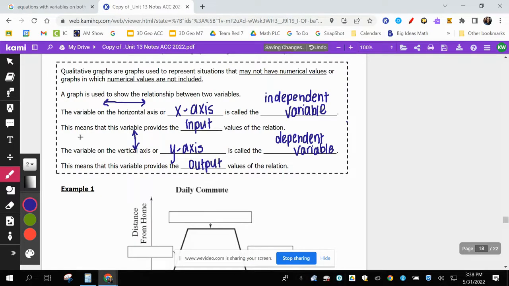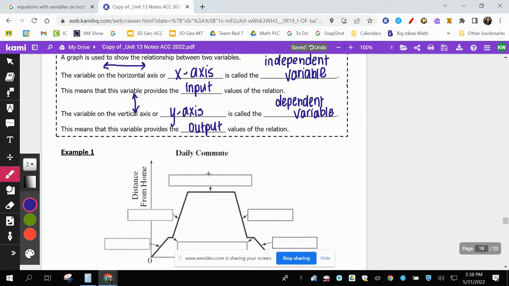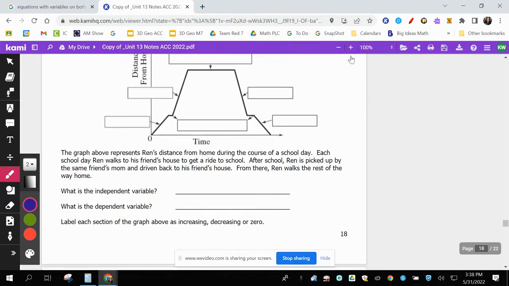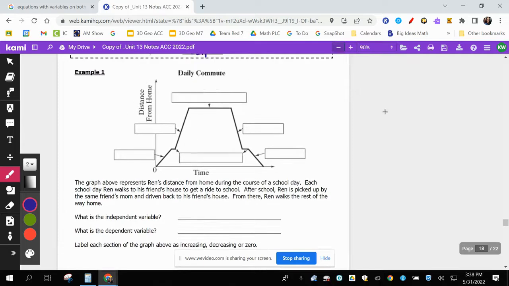All right, let's go over example number 1 of a daily commute as shown here below. Let me zoom out. The graph above represents Ren's distance from home during the course of a school day. Each school day, Ren walks to his friend's house to get a ride from school. After school, Ren is picked up by the same friend's mom and driven back to his friend's house. From there, Ren walks the rest of the way home.